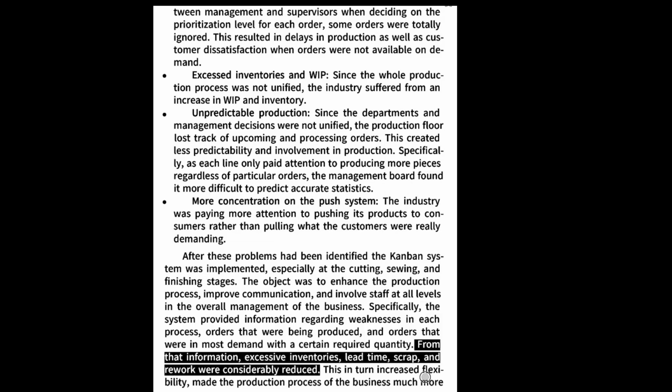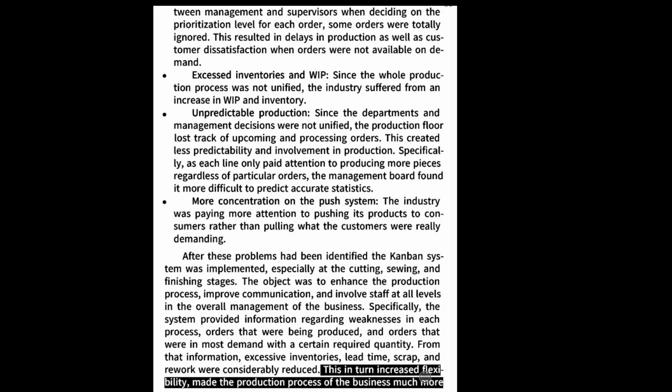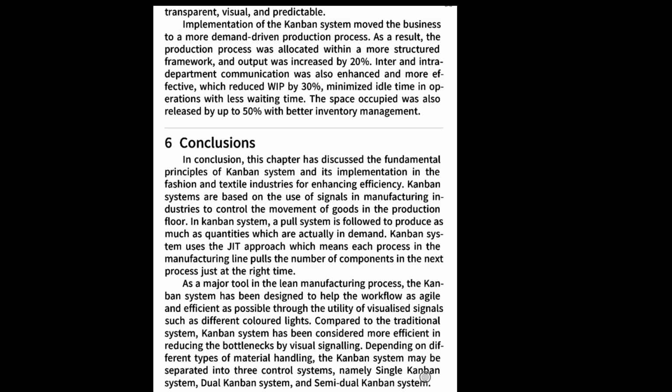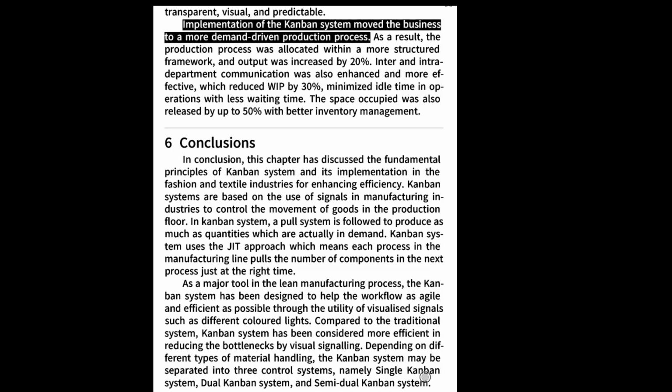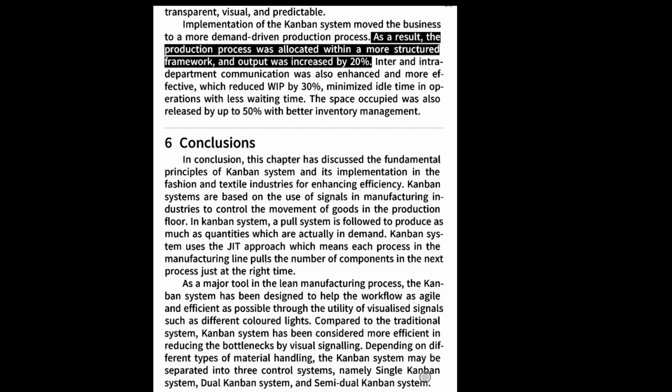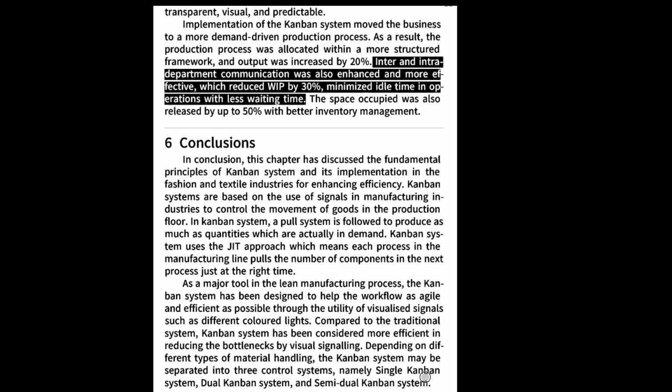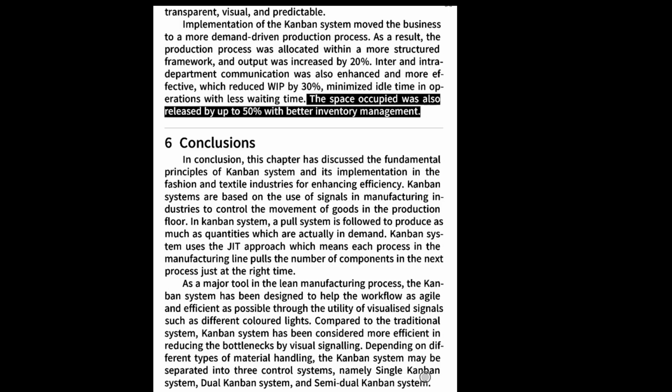From that information, excessive inventories, lead time, scrap, and rework were considerably reduced. This in turn increased flexibility, and made the production process of the business much more transparent, visual, and predictable. Implementation of the Kanban system moved the business to a more demand-driven production process. As a result, the production process was allocated within a more structured framework, and output was increased by 20%. Inter- and intra-department communication was also enhanced and more effective, which reduced WIP by 30%, minimized idle time in operations with less waiting time. The space occupied was also released by up to 50% with better inventory management.